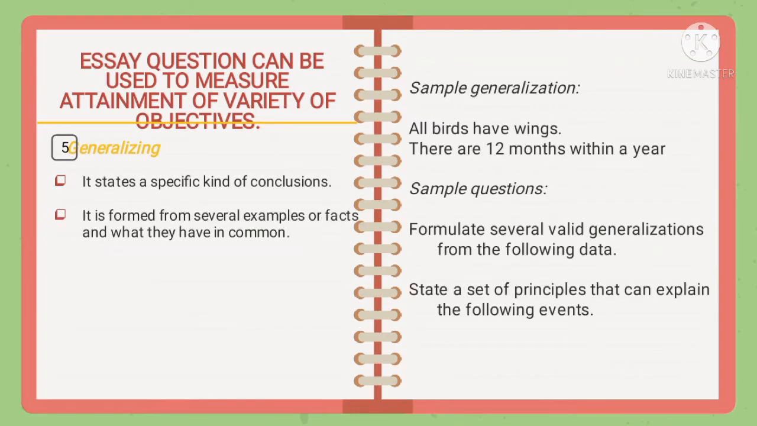So number five is generalizing. It states a specific kind of conclusion. It is formed from several examples or facts and what they have in common. A sample generalization is: all birds have wings. There are 12 months within a year. A sample question is: formulate several valid generalizations from the following data. State a set of principles that can explain the following events.